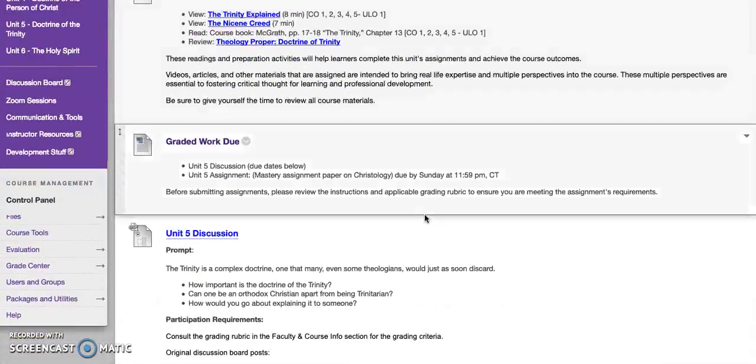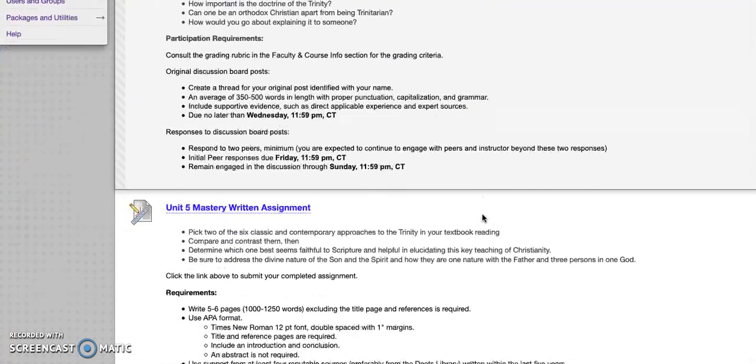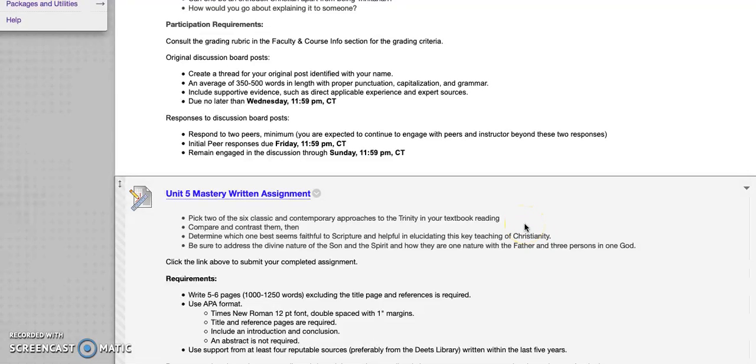Please note that. There's also a difference in your expectations for assignments for Unit 5 on the Trinity, which is really the fundamental doctrine of Christian faith. So we wanted to focus on that in this unit. And so you have a longer, what's called a mastery written assignment. This draws on all the previous material. It will be longer, 5 to 6 pages, 1,000 to 1,250 words. The idea is that this is a little bit of a capstone for this particular portion of the class.